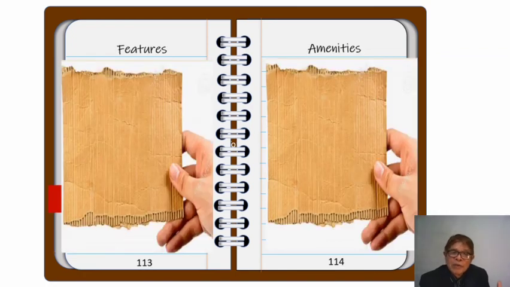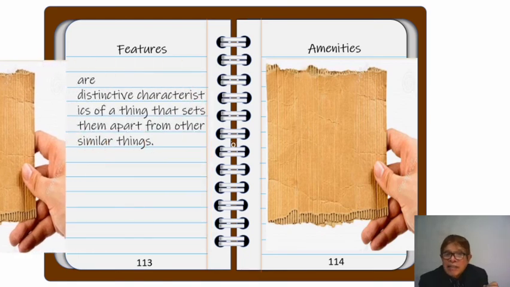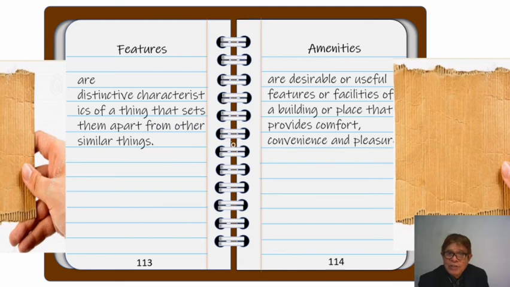What's the difference between features and amenities? Features means the distinctive characteristics of a thing that sets them apart from other similar things, while amenities are the desirable or useful features or facilities of a building or place that provides comfort, convenience, and pleasure. Oftentimes, they go together, which we call features and amenities.